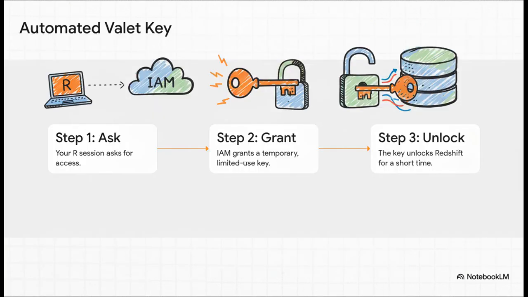I love this analogy, the automated valet key. Here's how it works. Your R session basically walks up and asks for access. AWS IAM, acting like the valet, hands it a special temporary key, a username and password. Now, this key only works for a little while, and it only works for one specific thing, unlocking your Redshift cluster. Then it's useless. Pretty cool, right?